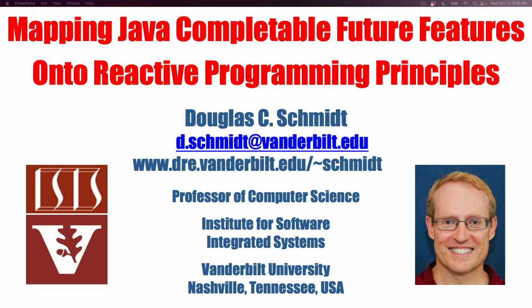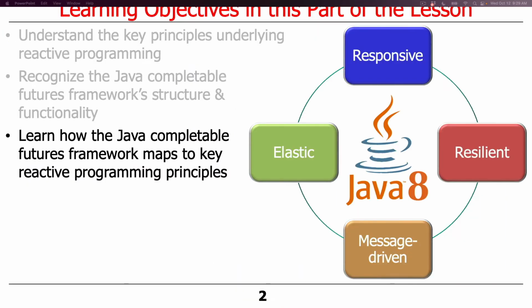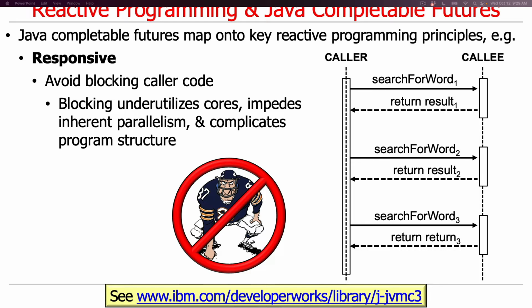Okay, now it's time to talk about how to map the features of the Completable Futures framework onto the principles of reactive programming that we talked about before. The Java Completable Futures features map very nicely onto these principles. Here are some examples, by no means exhaustive, but they will give you an overview of this.